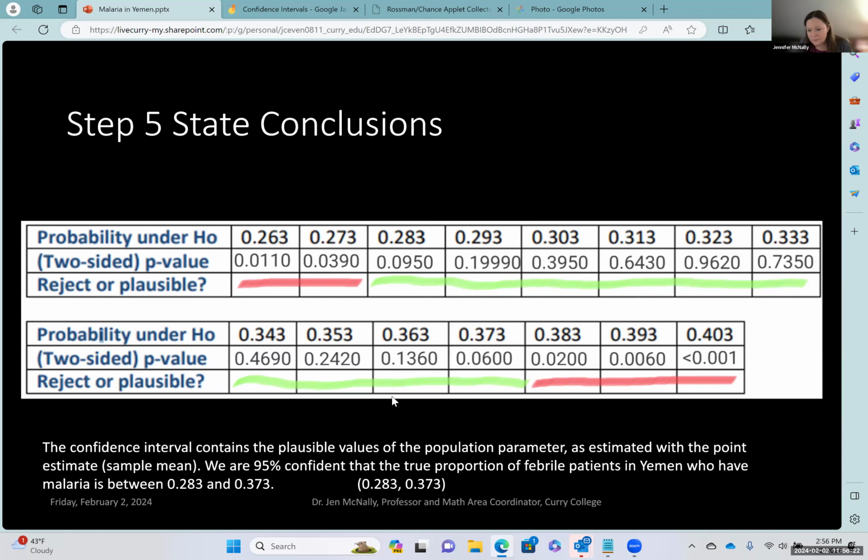Oh gosh, I just looked at the time, Alan. I'm sorry. So I think we've achieved the goal of getting to our confidence interval, which means that we're just going to state the range of values that are the plausible values for the true population parameter.